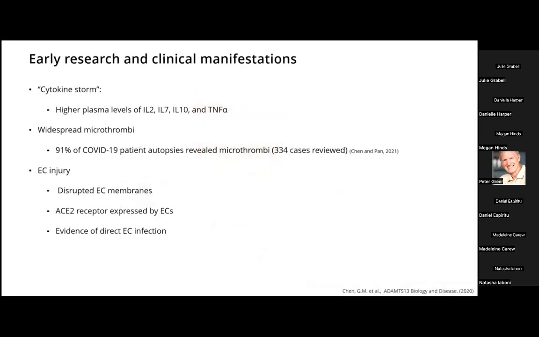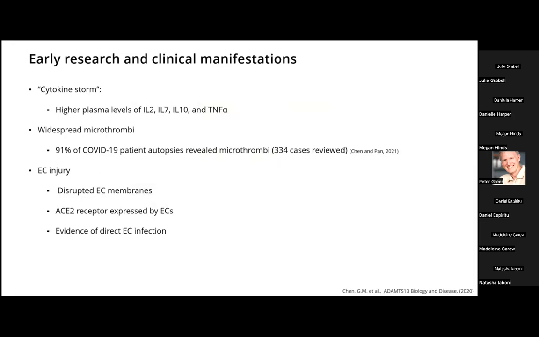I then wanted to talk about the early research that was done and what people were seeing with COVID-19, especially the clinical manifestations that were pretty striking. There was the cytokine storm that I'm sure we've all heard about, which were these highly increased levels of plasma cytokines. They also found that patients with severe COVID-19 were experiencing widespread microthrombi. As you see here, 91% of autopsies in this review paper showed some form of microthrombi. This led researchers to look into the implication of endothelial cells and specifically endothelial cell injury.